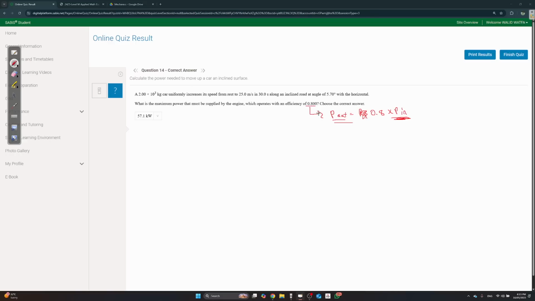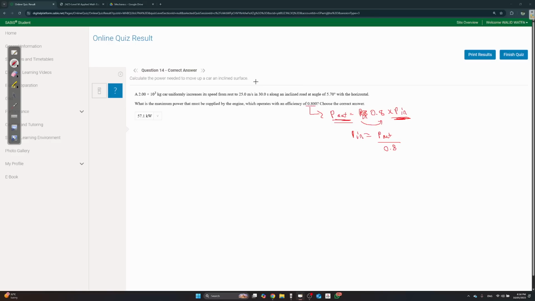In every case that we've worked with, power out is equal to power in, because ideally you'd assume that it's 100% efficient. So the efficiency is usually 100% unless specified in the question. That means you have to do this extra step. So whatever power you get, you have to divide it by 0.8. After you calculate your power, you're just going to have to divide that power by 0.8.